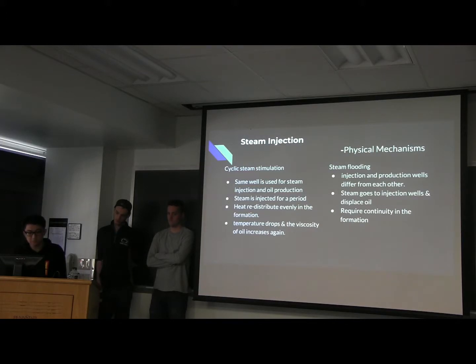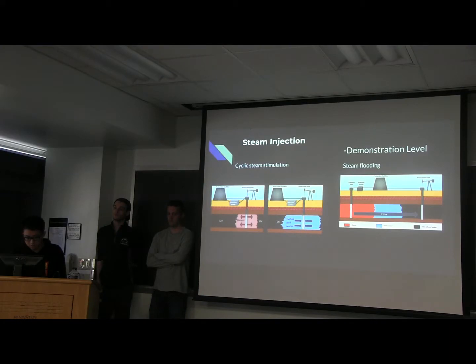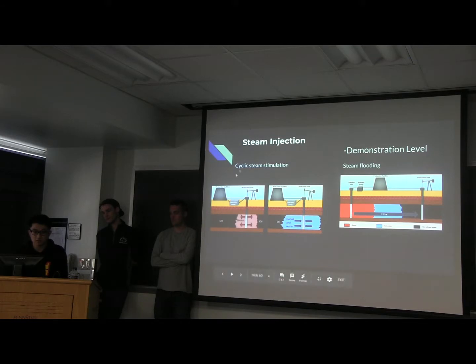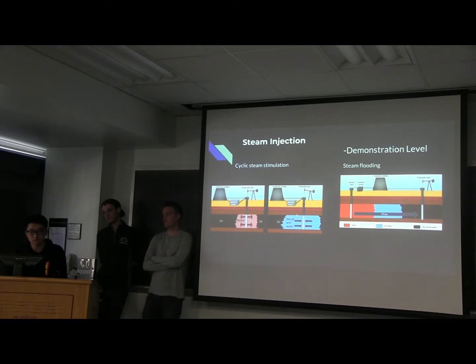In cyclic steam stimulation, the same well is used for steam injection and oil production. At first, steam is injected for a period from a couple of weeks to a couple of months. The introduced steam heats up the oil immediately surrounding the injection well through convective heating, thus lowering viscosity. This graph shows the cyclic steam stimulation and how it works.